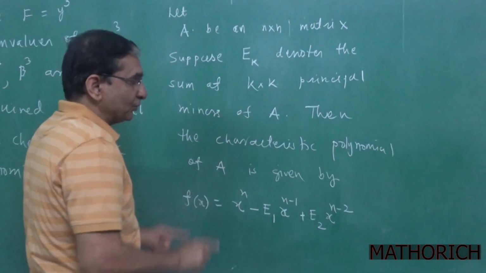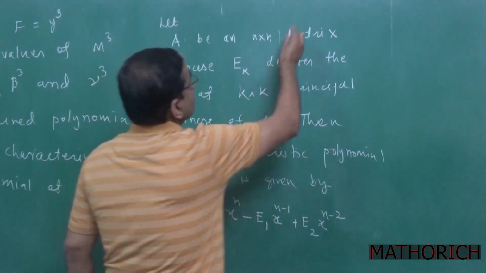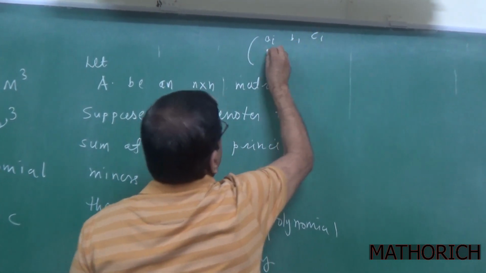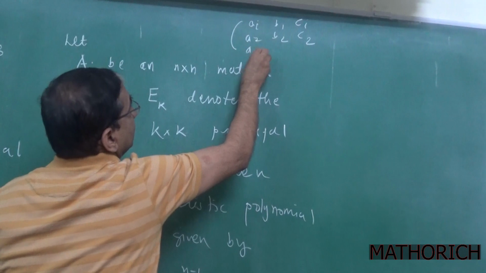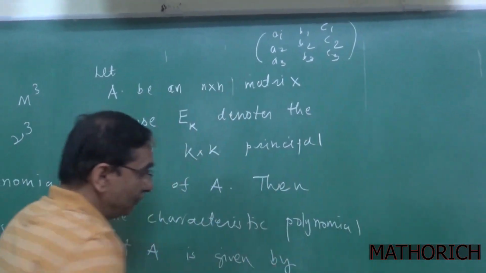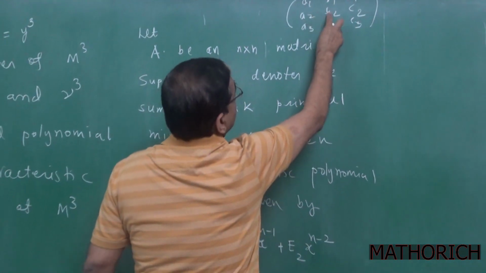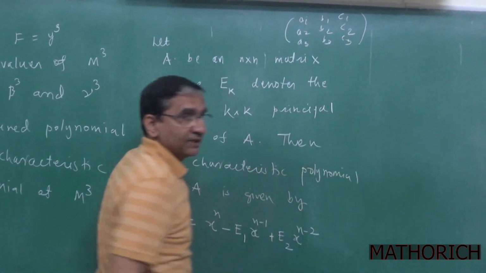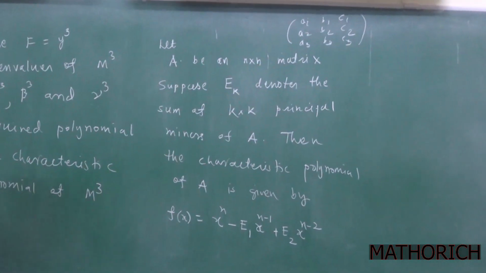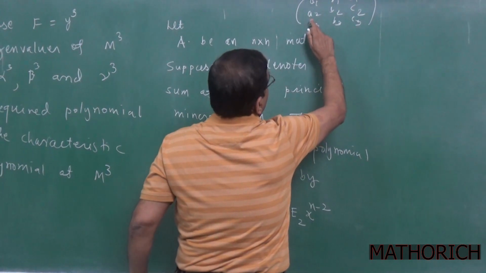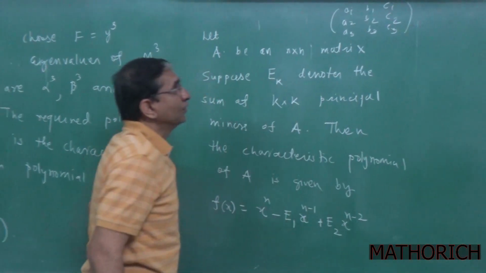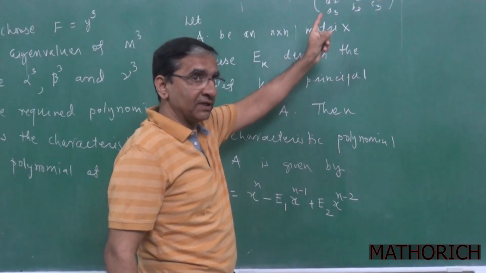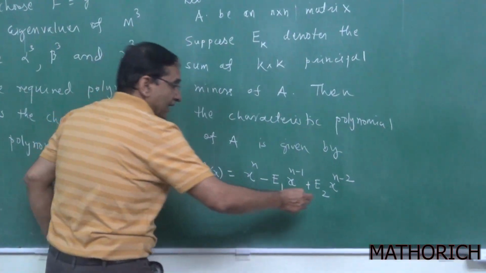Now E2 will be the 2 cross 2 principal minors. Okay. Just to give an example, suppose you have this matrix: A1 B1 C1, A2 B2 C2 and A3 B3 C3. Okay, then what will be the 2 cross 2 principal minors? A1 B1 A2 B2, A1 C1 A3 C3 and A2 B2 A3 C3. So those are for a 3 cross 3. Okay, you can choose 1 2, 1 3 and 2 3. Okay, those will be the 2 cross 2 principal minors of this. So 3 choose 2, there will be 3 principal minors of order 2 cross 2.